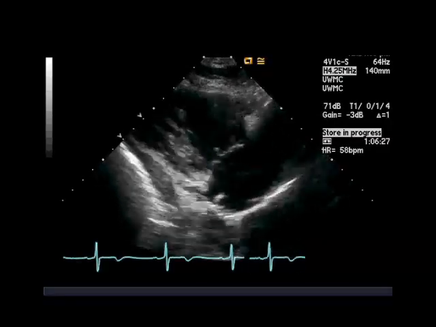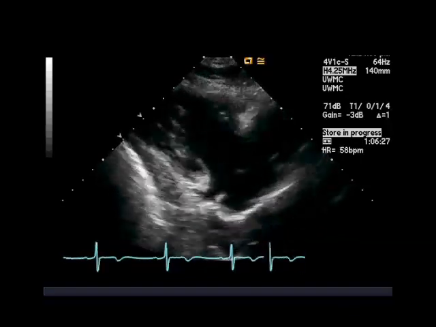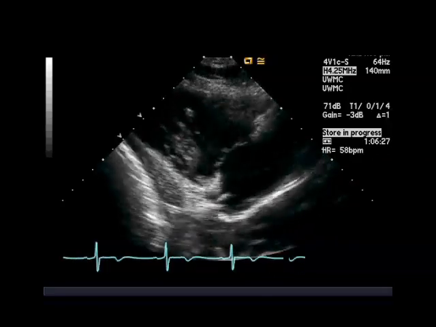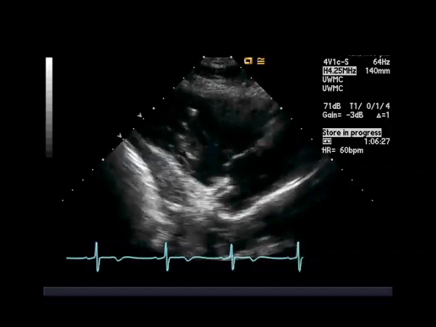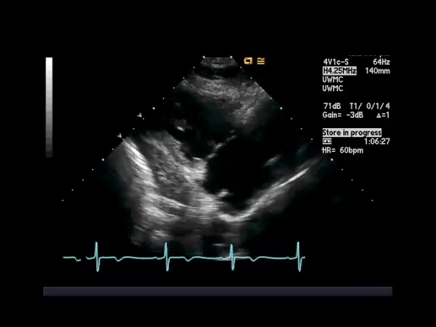Next, the image plane is tilted towards the patient's right side to show the right ventricular inflow view with the right atrium, tricuspid valve, and right ventricle. The entrances of the coronary sinus and inferior vena cava are seen medially.